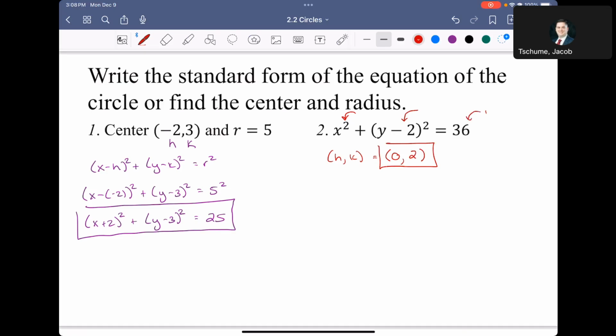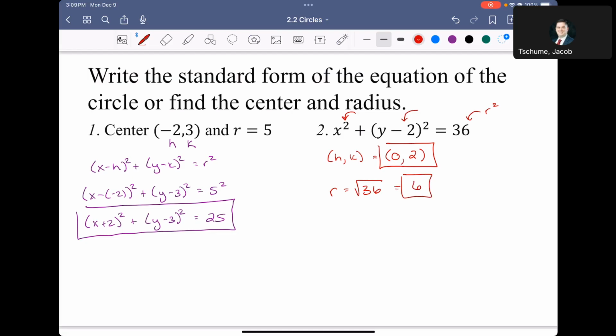The last number on the end, remember, that is going to be your r squared value. So when you're asked to find the radius of your circle, don't write down 36. What you have to do is take the square root of that number in order to get its radius. So in this case, the square root of 36 would be 6, and that is the final radius value of this problem.